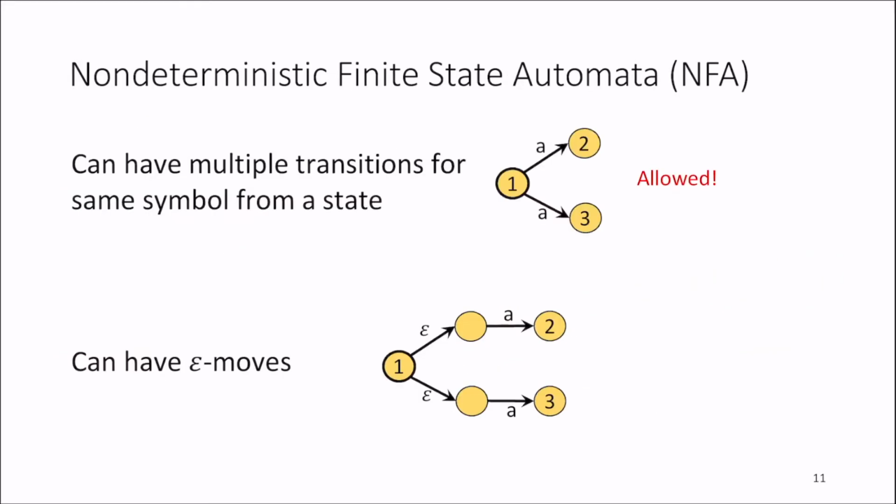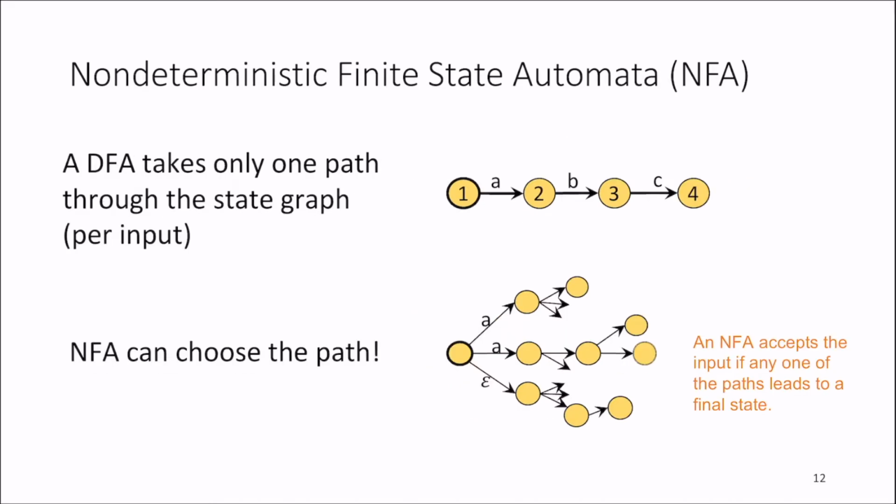A non-deterministic finite state automaton is more permissive. It lets you have transitions on the same input symbol to two different states. So that's allowed in an NFA, and it can have epsilon moves. And you can see that it can in fact have multiple transitions on the empty string going out of the same state. And this is allowed as well. So a DFA has exactly one path. It's always single-mindedly trying to get towards a final state.